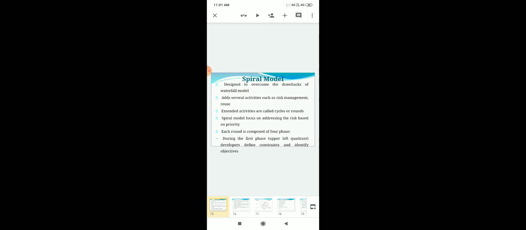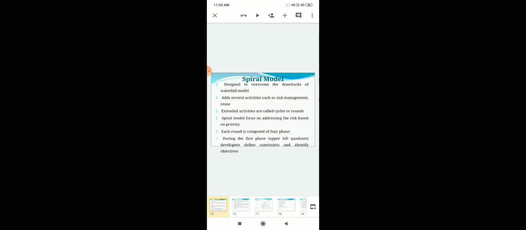Spiral model is designed to overcome the drawbacks of waterfall model. So it adds several activities such as risk management, reuse. The extended activities are called cycles or rounds. So spiral model focuses on addressing the risk based on priority.